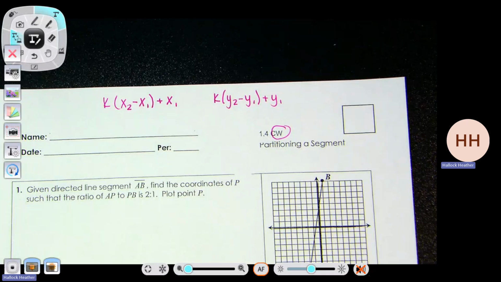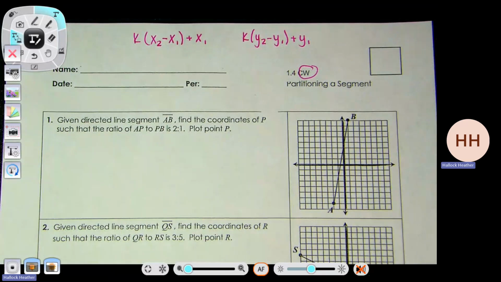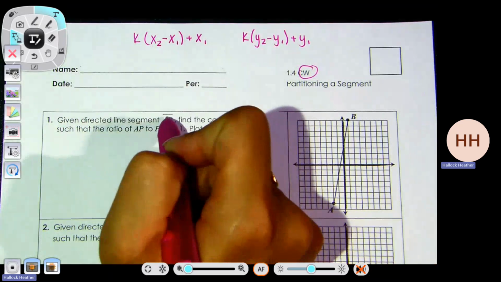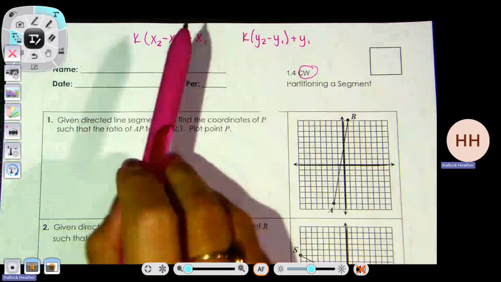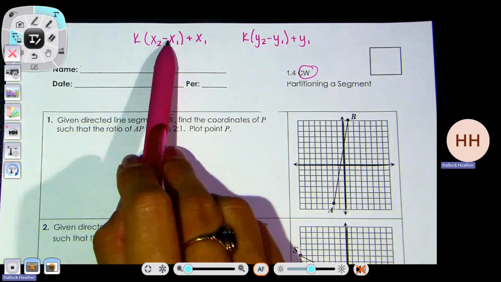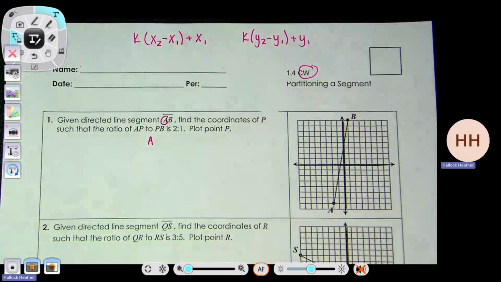So let's just do number 1 because it's right here. Number 1 says, given the directed line segment, so it's going in a direction. That is important. It's telling you where you start, which is A. That's a minus sign here. So that's a minus, that's plus, minus, and a plus. If it is negative, we're just going to put an extra negative in there.